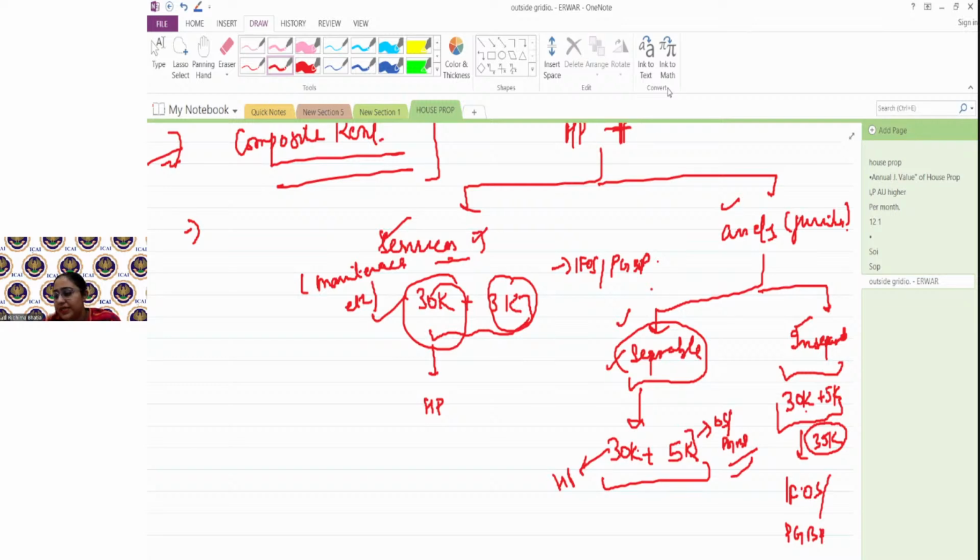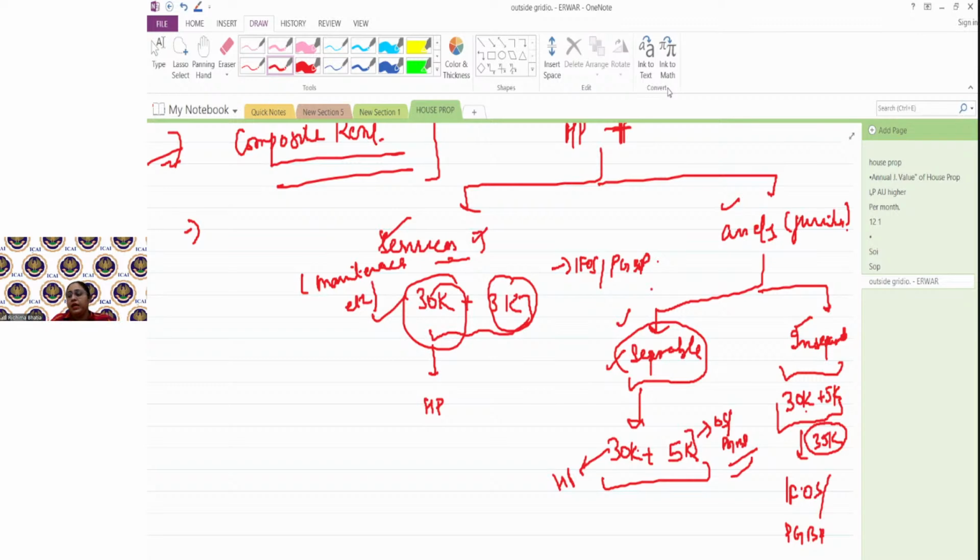So that's all from my side. Today we understood what the charging section 22 for house property says, which is section 22. Property and ownership both are the important criteria. Then we started understanding the concept of how you compute the income for let-out property, and how you compute the income from self-occupied property.